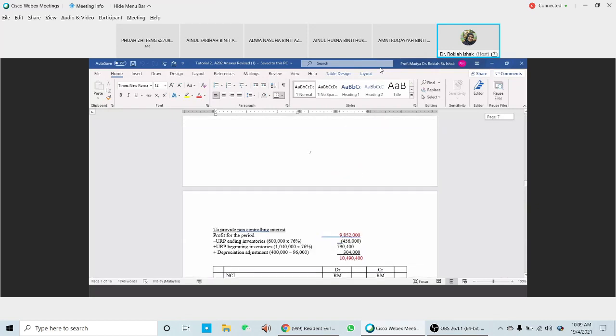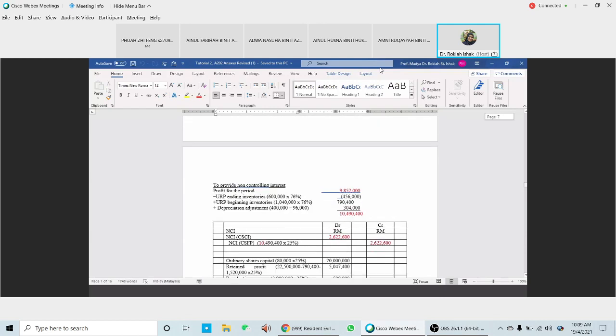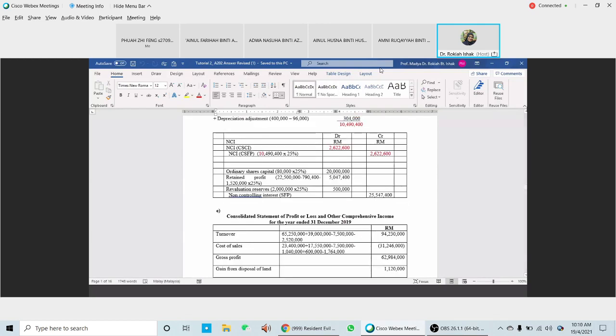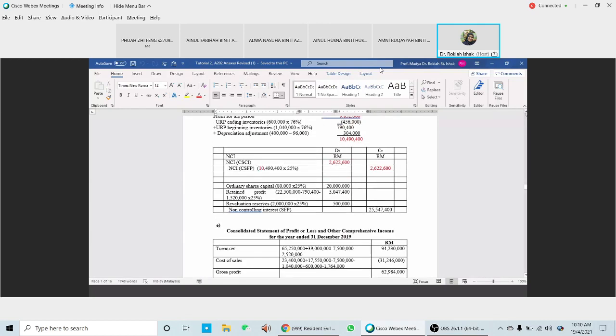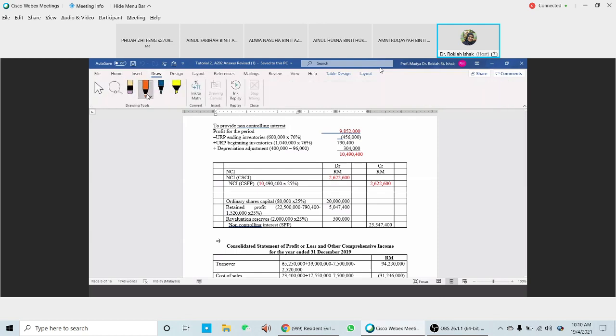Question 4 last time, we still argued on this one, about the NCI. I realized there's a mistake in my answer, so we are going to discuss the NCI again. Last time, if you still remember, the answer I provided was minus the 9852, then minus 3 for a dividend.